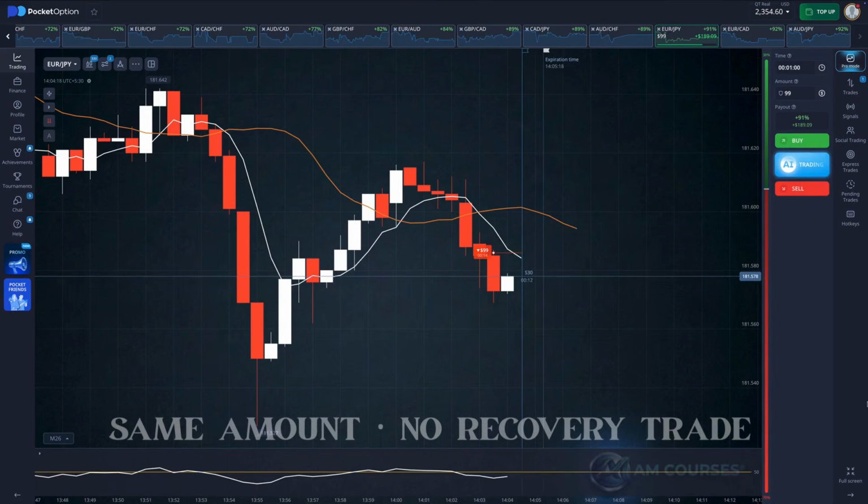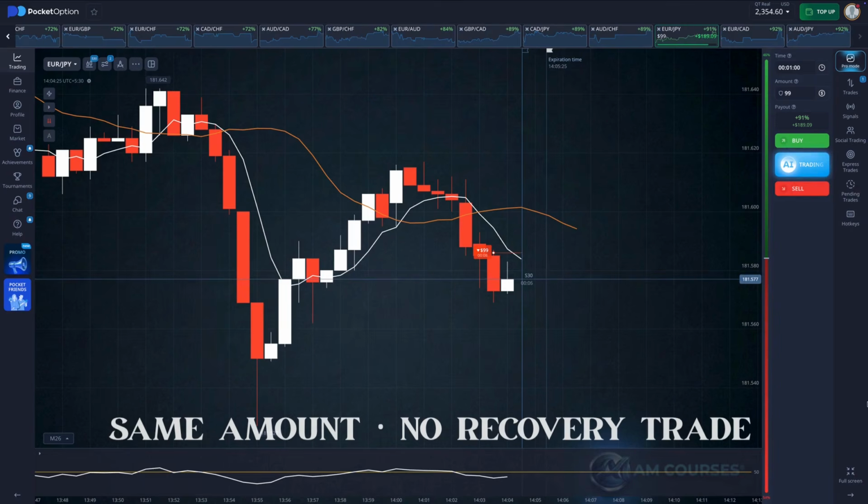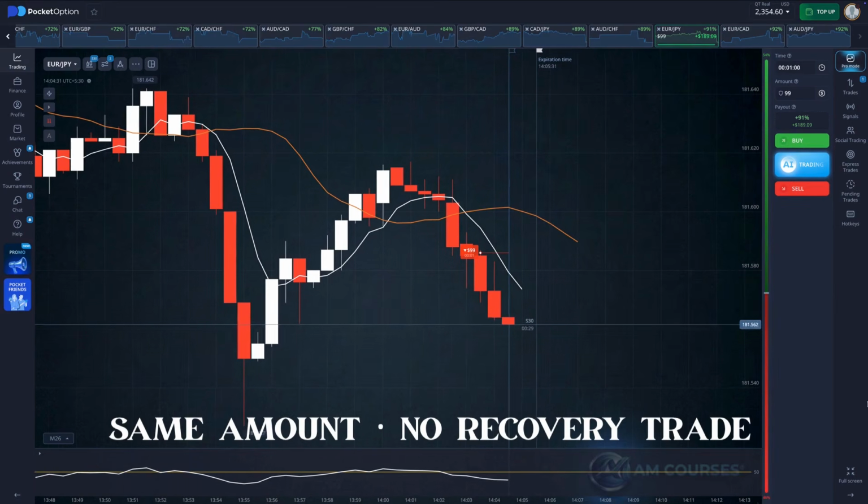And this is the uncomfortable part. I have just lost one, and the same setup is still open. This is where most people panic. They close early, or they open a bigger trade to recover. I am doing neither. Same amount. Rules already followed. Now I just wait.